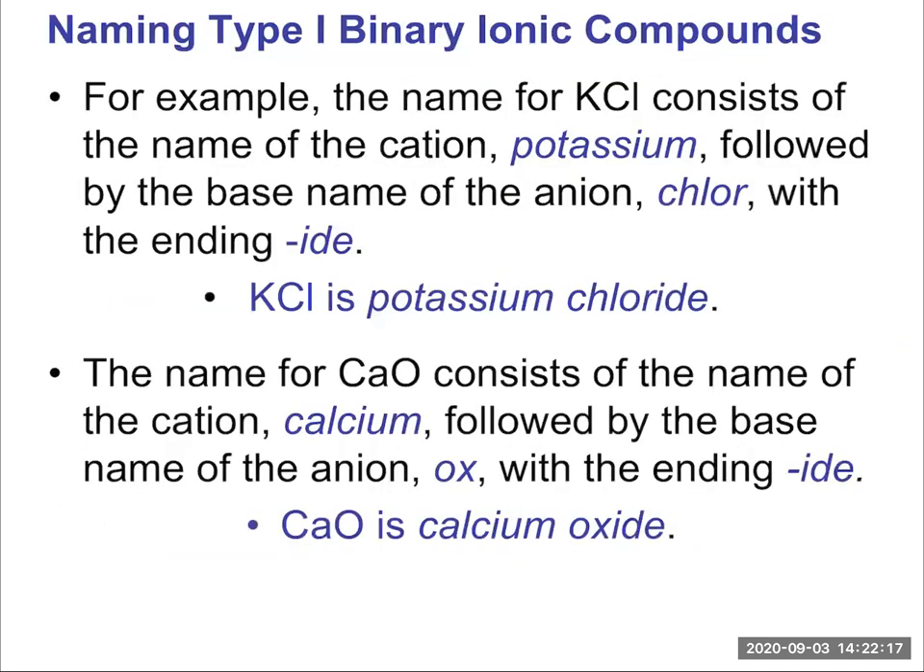So here we have an example. If I have potassium, that's the metal, then you will say potassium chloride. Calcium oxide. Notice that I don't have to tell you the charge because you already know that calcium is 2+ and oxygen is 2-. You already know that because these charges are not going to change. The charges are always going to stay the same.